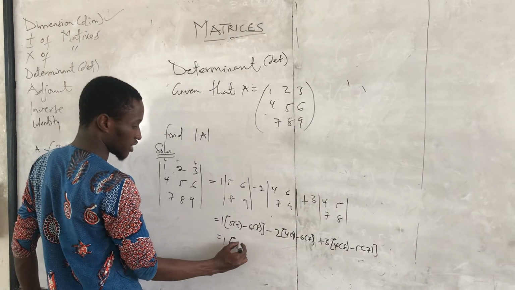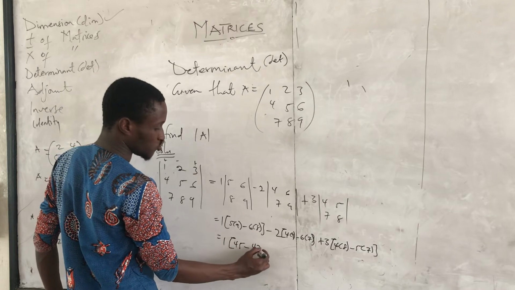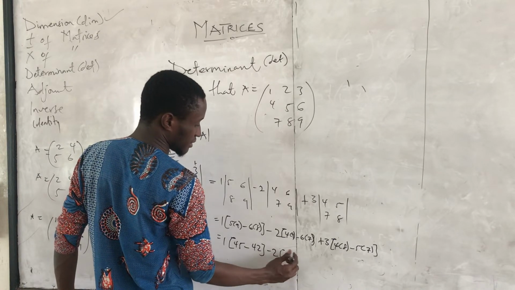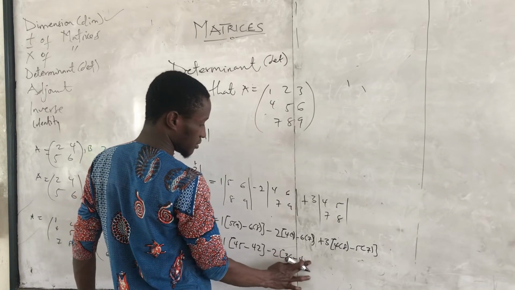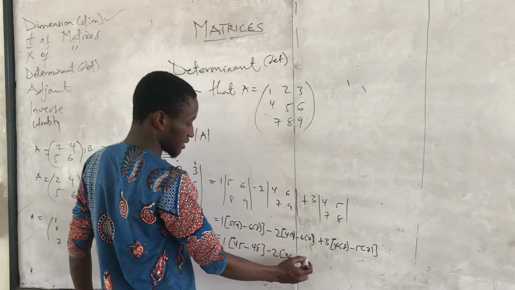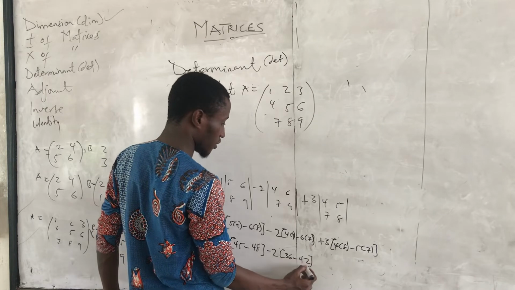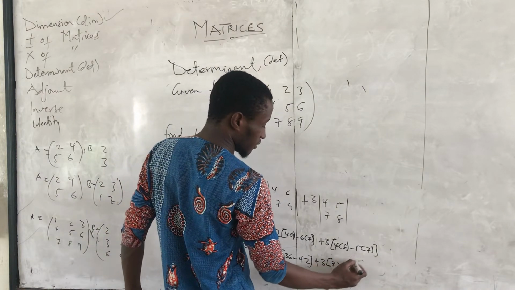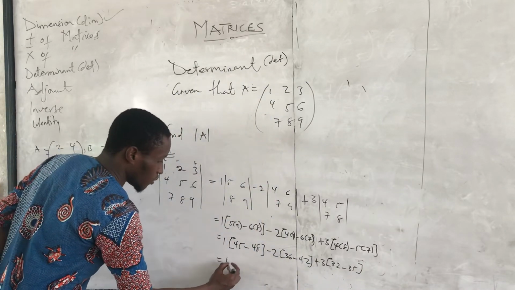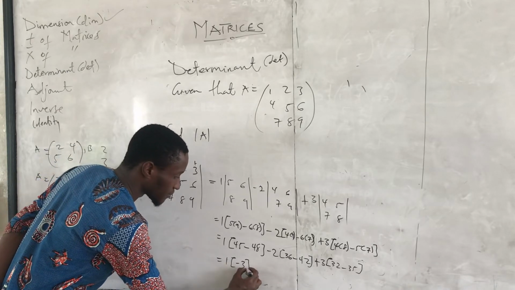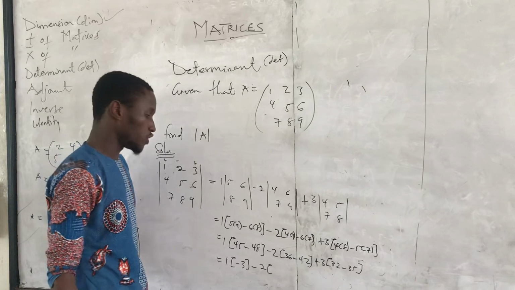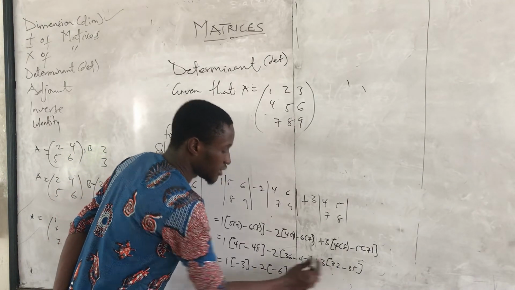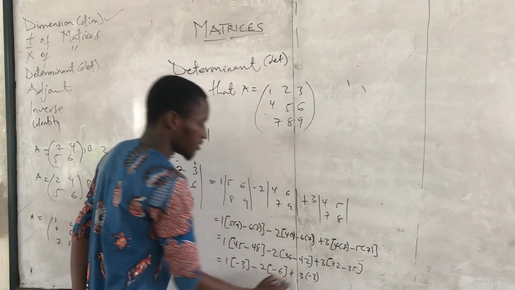So I have 1, then in brackets 45 minus 6 by 8 is 48. Minus 2. 4 by 9 is 36. Minus 42 again. 6 by 7 is 42. So I have 3. Then 4 by 8 is 32. 5 by 7 is 35. So 45 minus 48 gives me minus 3. Minus 2 here. 36 minus 42 gives me minus 6. Plus 3. Then 32 minus 35 gives me minus 3.